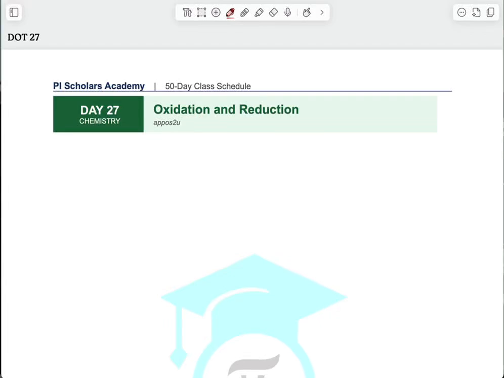Day 27 of 50 days of tutelage, and in today's class I'll be teaching you about oxidation and reduction, otherwise also known as redox. RED for reduction and OX for oxidation. I'm going to be giving you the definition of oxidation and reduction. I'm going to be using some old definitions and some new definitions as well.